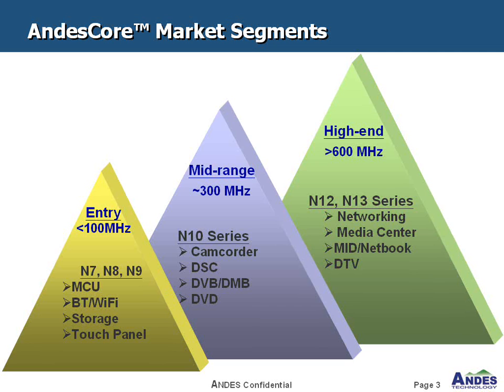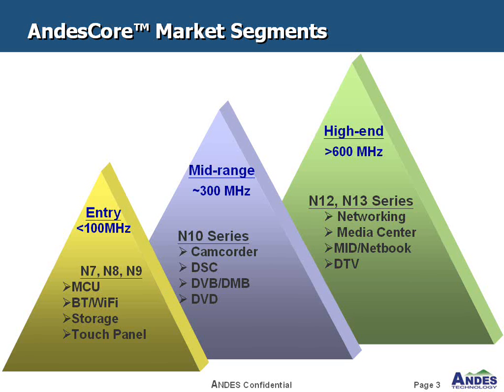AndesCore can be divided into three levels of CPU. The entry-level CPU is N7, N8, and N9. Speed is around 100 MHz and they can be used in MCU, Bluetooth, Wi-Fi, storage, and touch panel. The middle-level CPU is N10. Speed is around 300 MHz and they can be used in camcorder, DSC, and DVD.